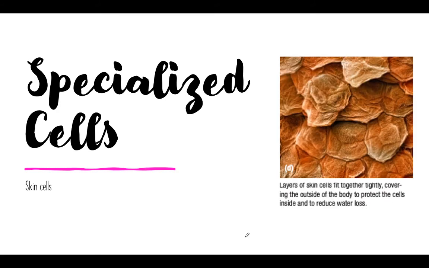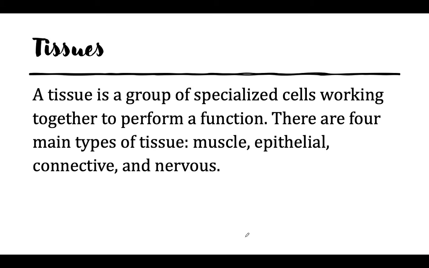Now moving on to tissue. So like I said earlier, a tissue is a group of specialized cells working together, right? There are 4 main tissue types that we're going to be looking at: muscle, epithelial, connective, and nervous.